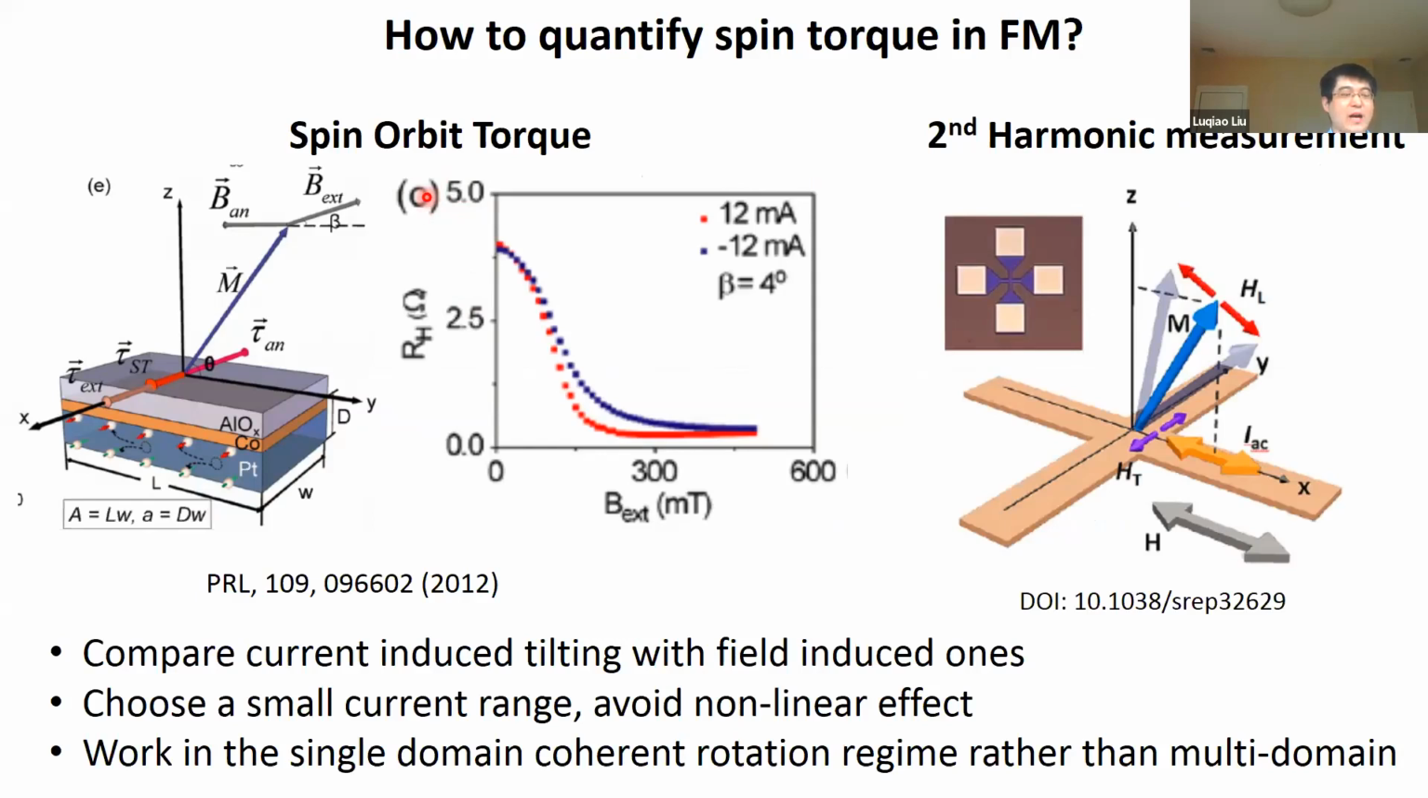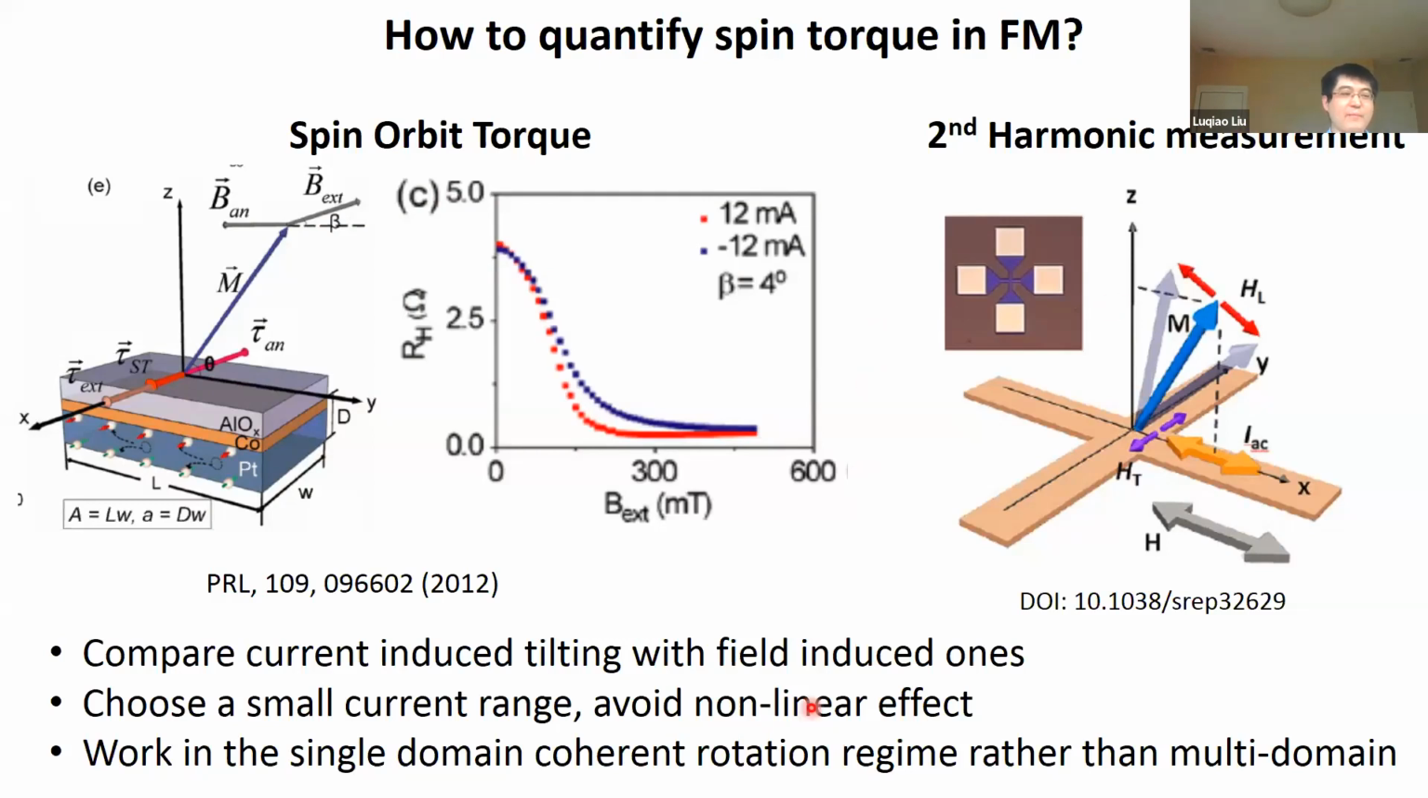First of all, it's better to keep the current low. It's better not to study the effect in the switching regime, but instead use a much smaller current, because then you can largely avoid those nonlinear effects like the electromigration effect. So lower current will definitely be helpful. And secondly, we utilize current-induced tilting versus field-induced tilting to calibrate the spin-orbit torque. Basically, you can use a small current to tilt the magnetic moment slightly away from its equilibrium position, and then compare it with the corresponding effect from an external field. Actually, that's also the underlying principle behind the second harmonic measurement. It's the same idea: you tilt the magnetic moment slightly using spin-orbit torque and compare it with field-induced tilting.